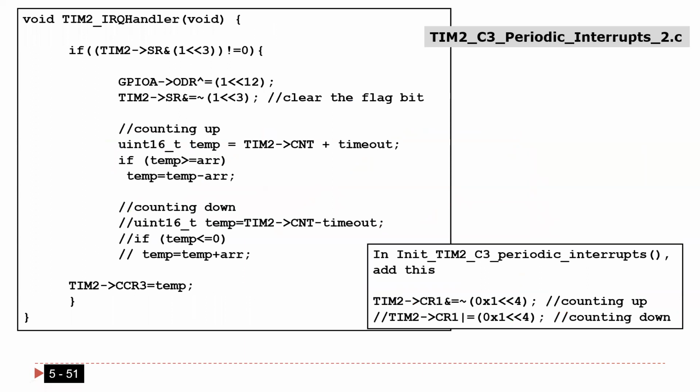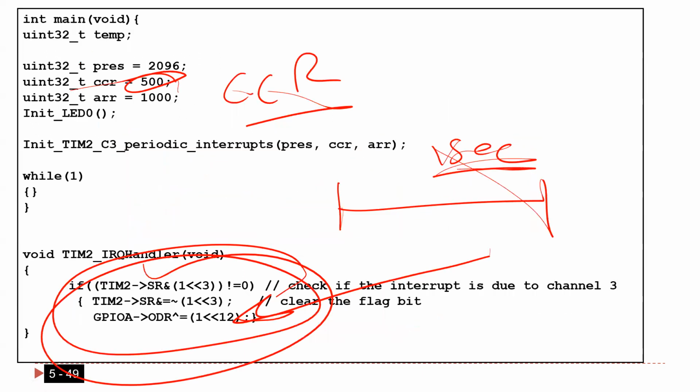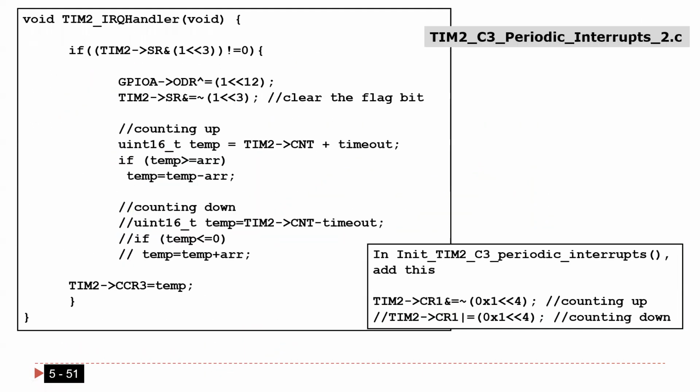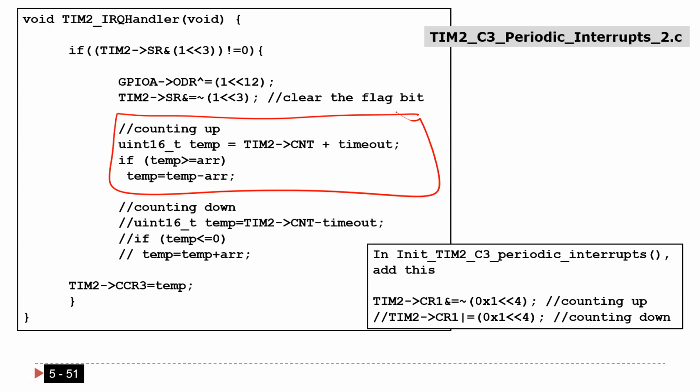So I'm going to show a program here, guys. Again, this program is identical to the previous program. All I did was add this part in the interrupt subroutine, only this one. As you see here, this is the count plus timeout, whatever your timeout is. And then, as I told you, I'm going to check against ARR. If it is greater than ARR, I'm going to subtract ARR.